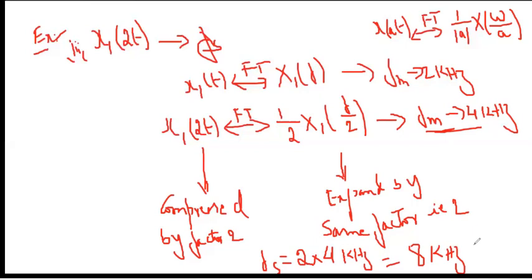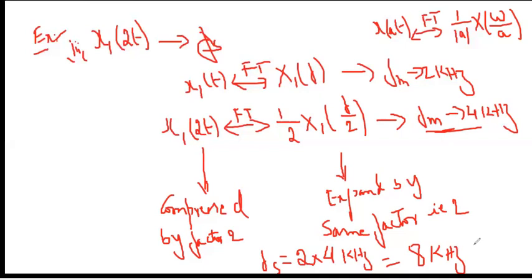When we consider x1 of t, the maximum frequency is 2 kilohertz. When we consider x1 of 2t, the maximum frequency is 4 kilohertz. So what is the final sampling frequency? 2 into 4 kilohertz is equal to 8 kilohertz, my dear students, by using the time scaling property.